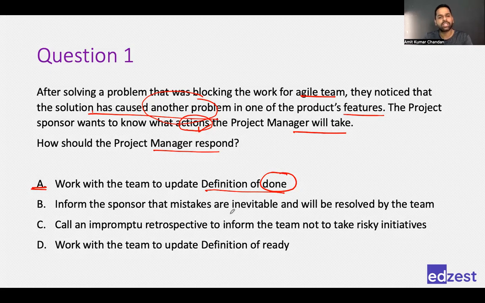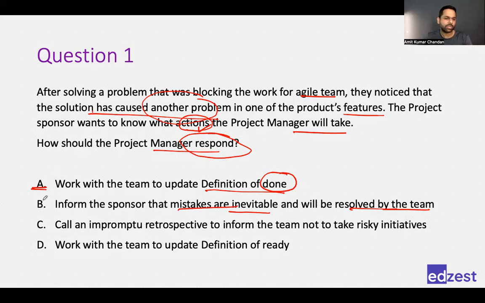Inform the sponsor that mistakes are inevitable and will be resolved by the team. That is correct. Mistakes are inevitable and it will be resolved by the team. But is it the best choice of how we should respond to the sponsor? Right? Probably not. We cannot throw some random facts at the sponsor when the problem has happened. We cannot say, okay, problems are always there, we will handle it, the team will handle it. How would you build that confidence in the sponsor's eyes? Right? They would think that this person does not know how to solve the problem. So not a good choice.